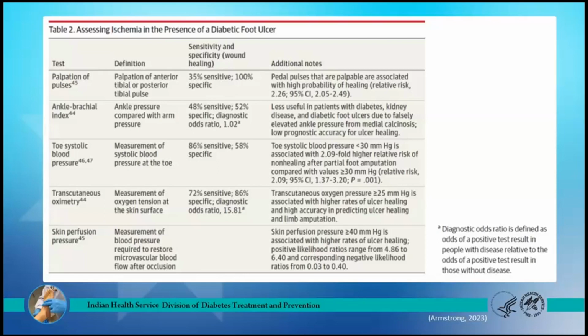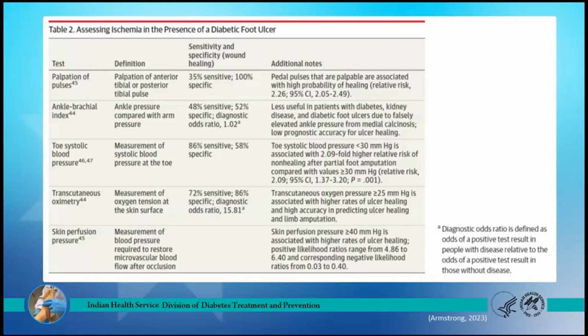Toe systolic blood pressure actually measures the systolic blood pressure in the toe itself. A toe systolic blood pressure of less than 30 is associated with a two-fold higher relative risk of non-healing after a partial foot amputation. We really are looking for greater than 30 millimeters of mercury.